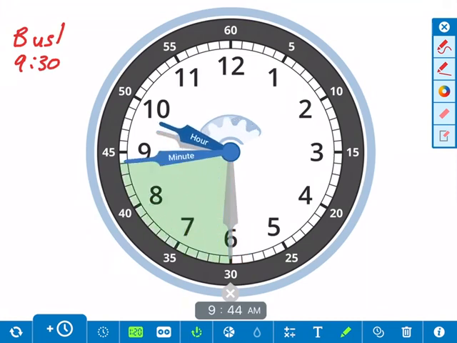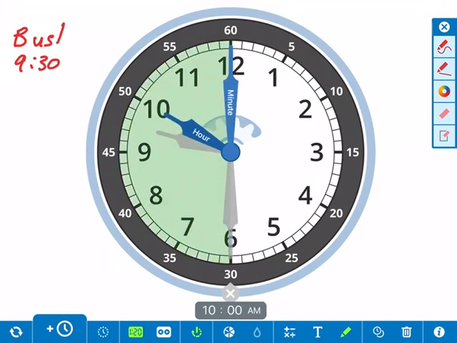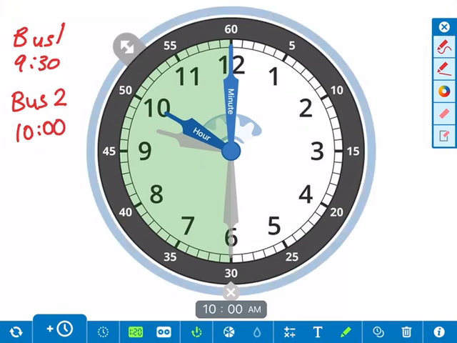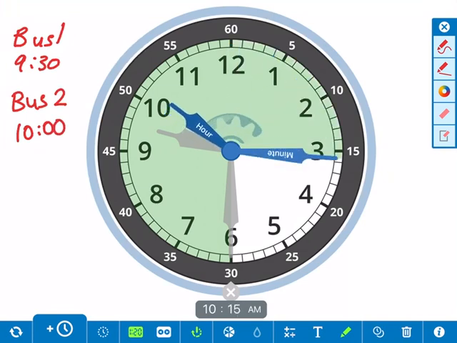So let's pass half an hour. This is half an hour. So bus 2 will come what time? Bus 2 will come at 10 o'clock. Can you see? We passed only half an hour. Now, let's pass another half an hour for bus 3 and bus 4. So, this is another half an hour.